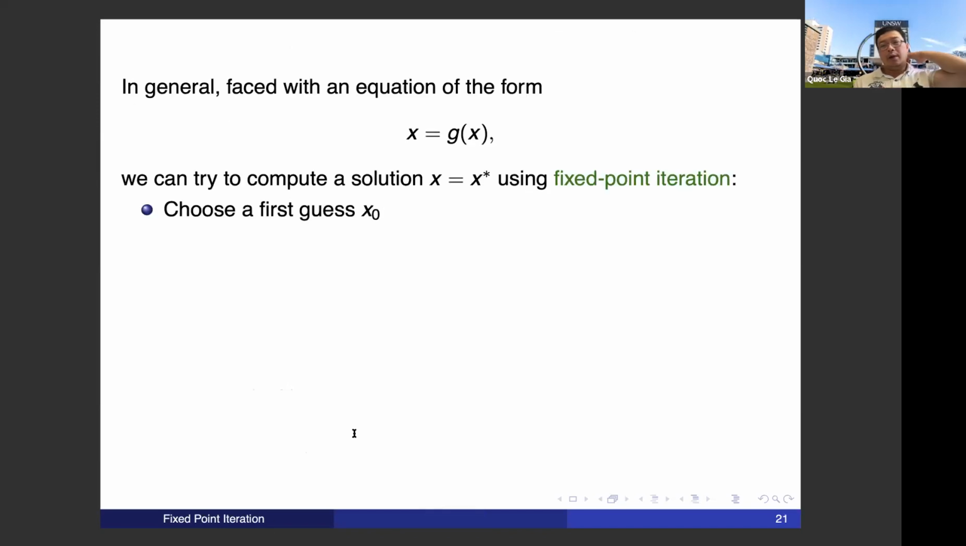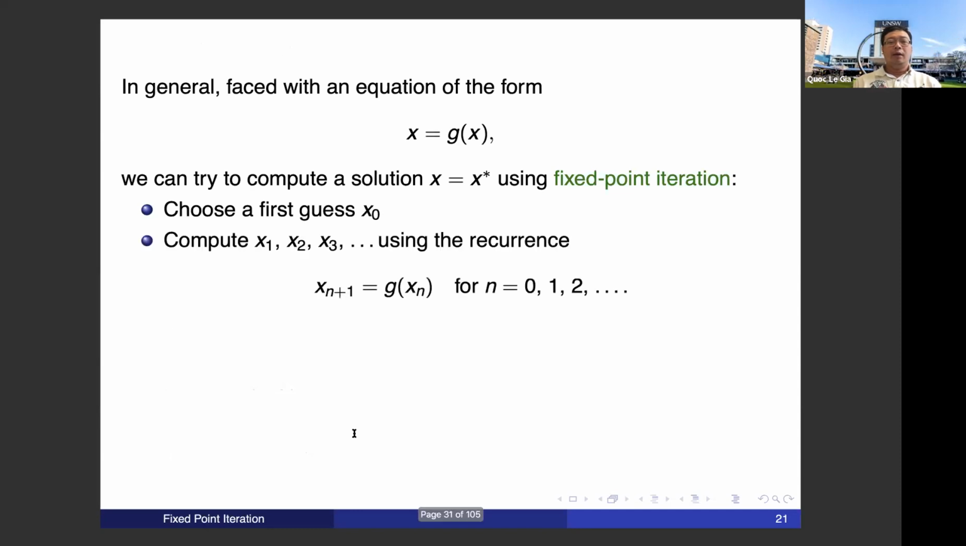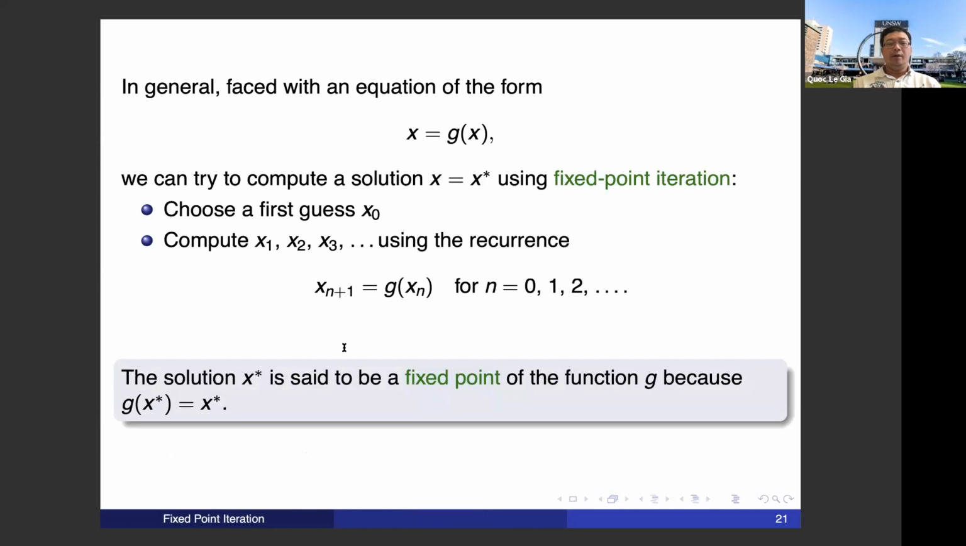So the general form is you just have x equal g of x, right? And then you have an initial guess, and then you just define xn plus 1 equal g of xn, and so on. Then x star is a solution of g of x star equal x star. Then we call x star a fixed point.